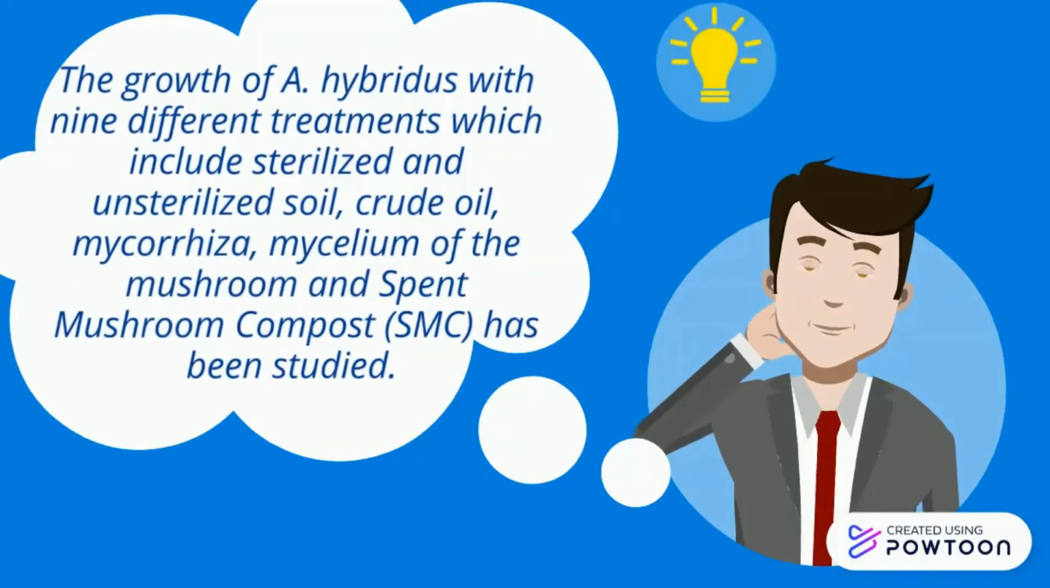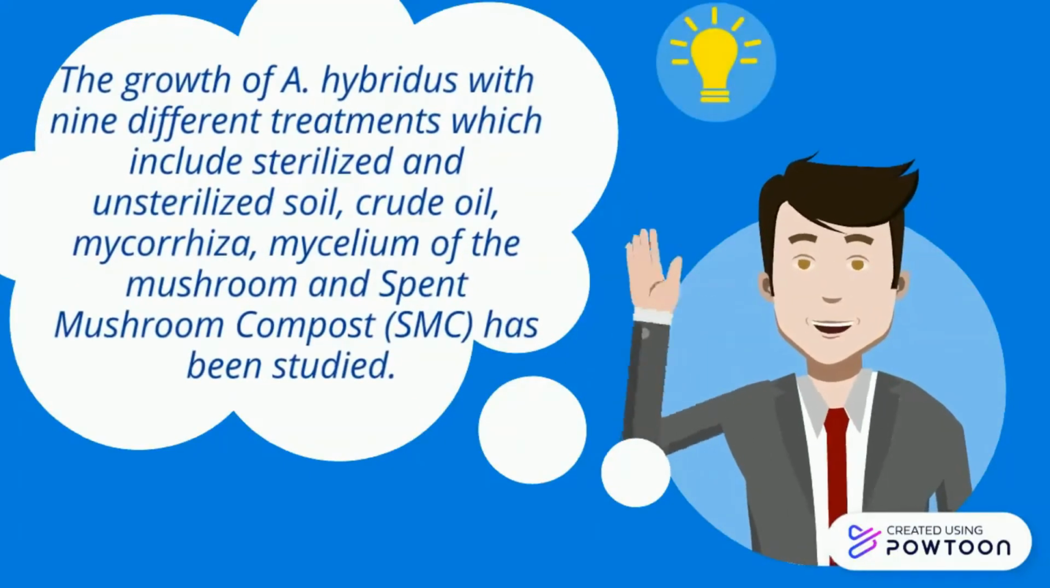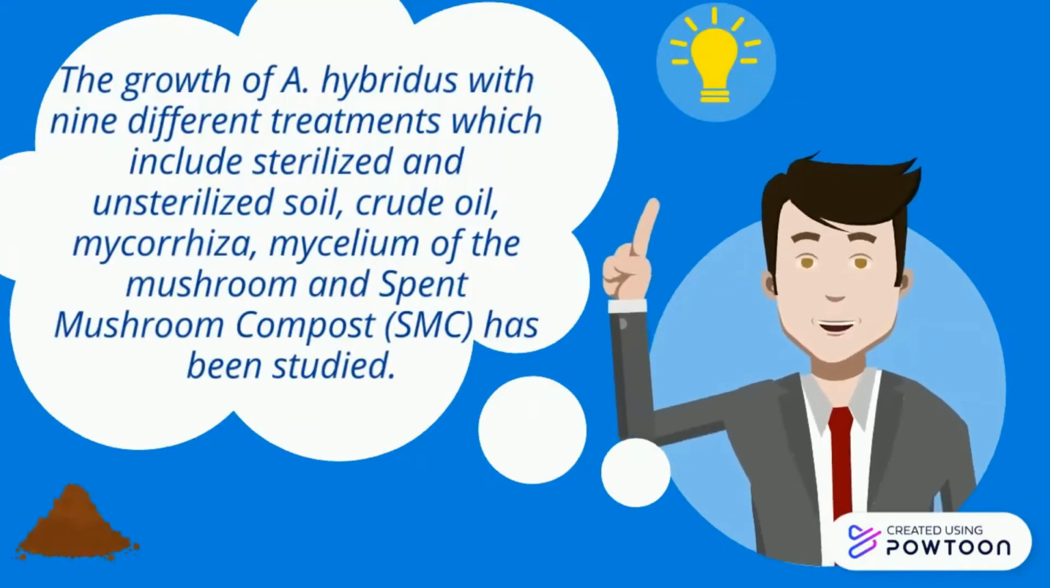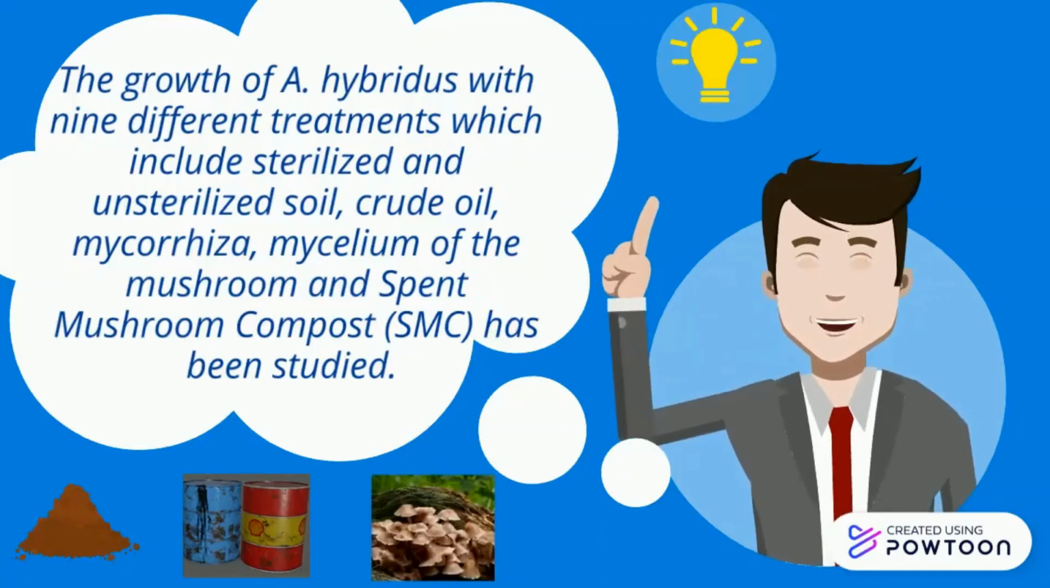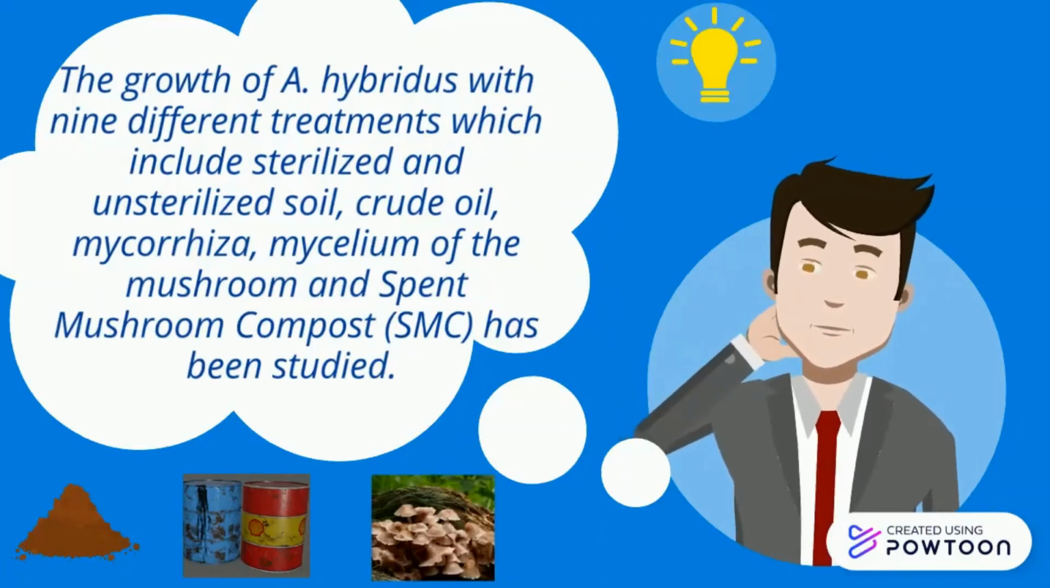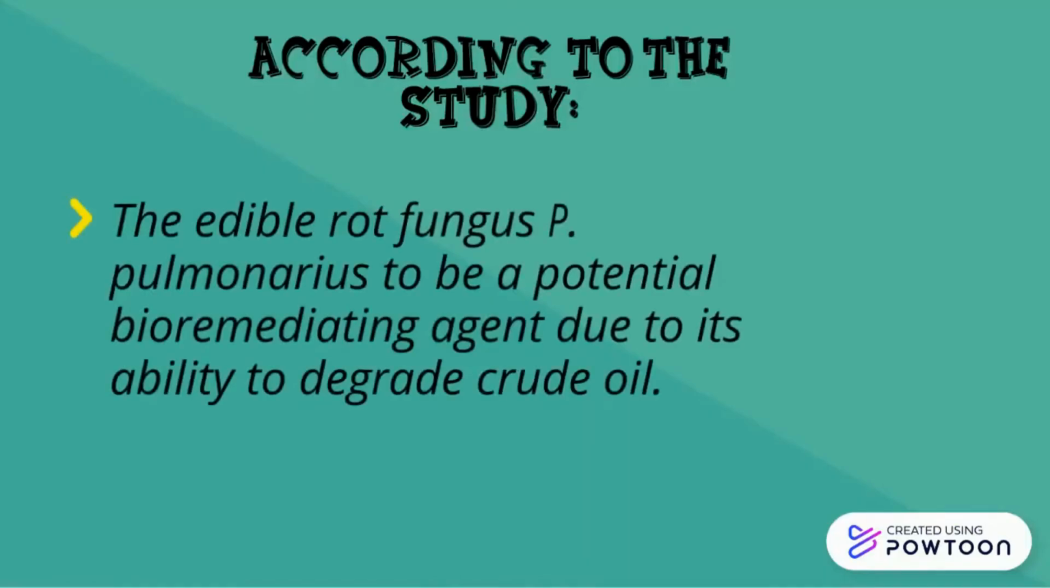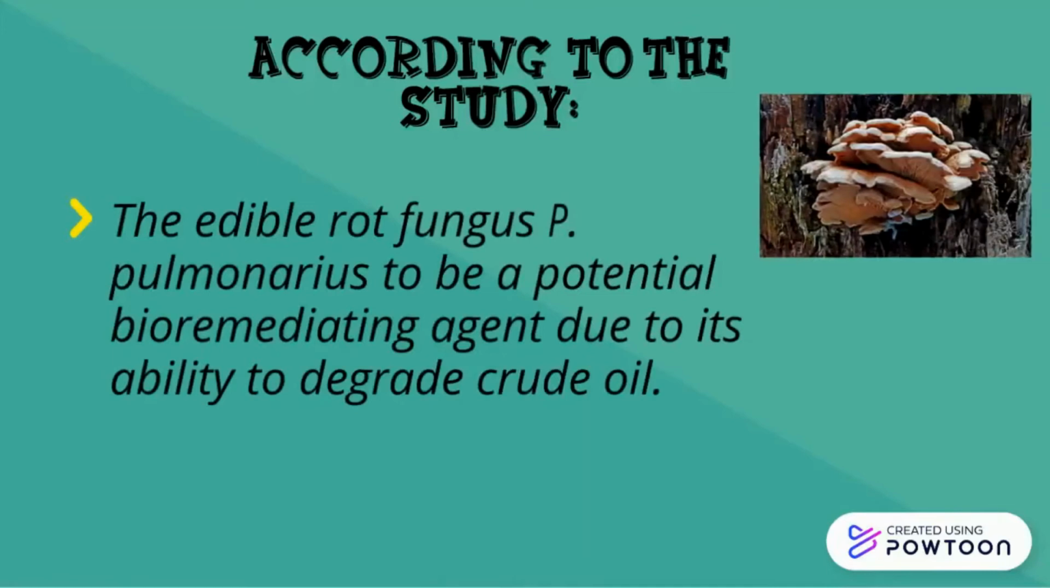The growth of Amaranthus hybridus with 9 different treatments, which include sterilized and unsterilized soil, crude oil, mycorrhiza, mycelium of the mushroom and spent mushroom compost, has been studied. According to the study, it has been found that the edible root fungus Pleurotus pulmonarius is a potential bioremediating agent due to its ability to degrade crude oil.